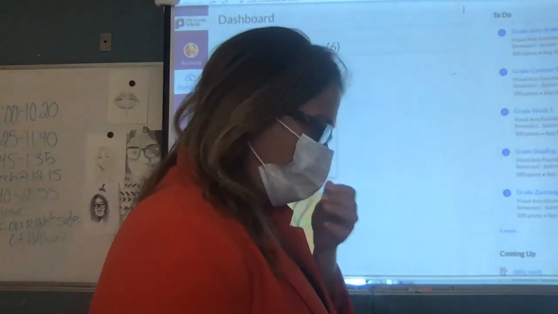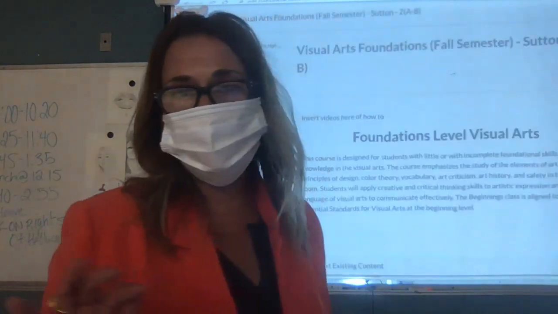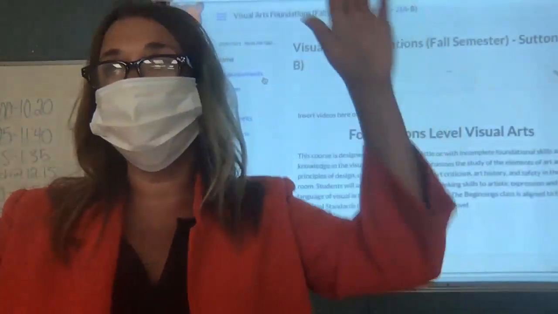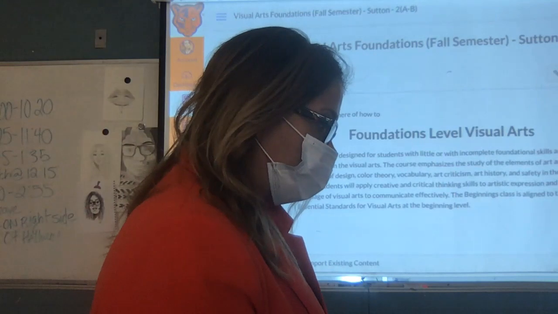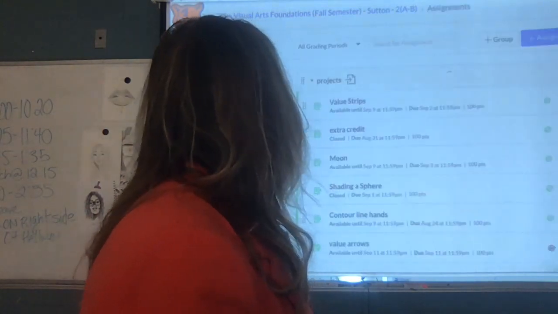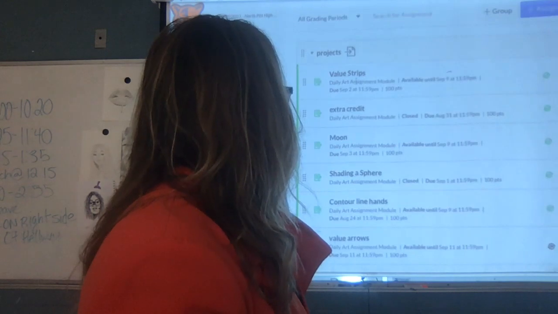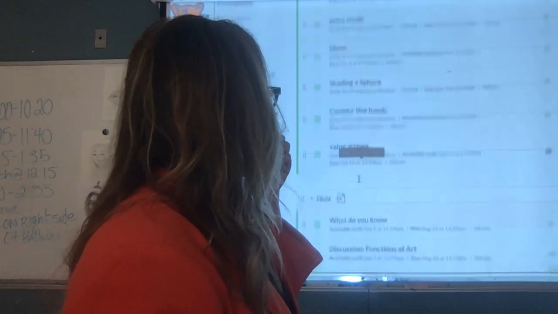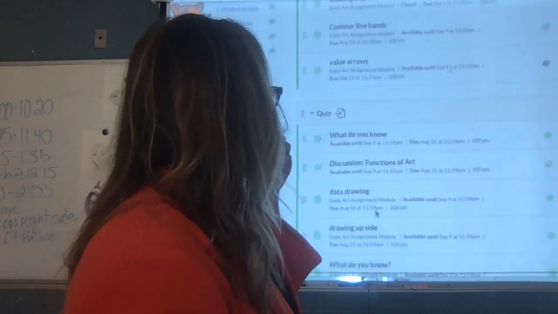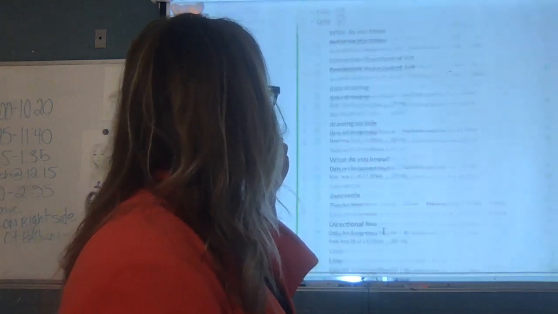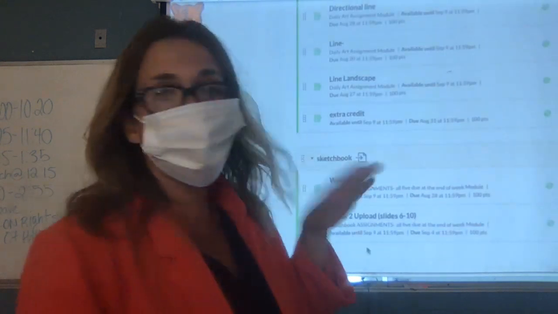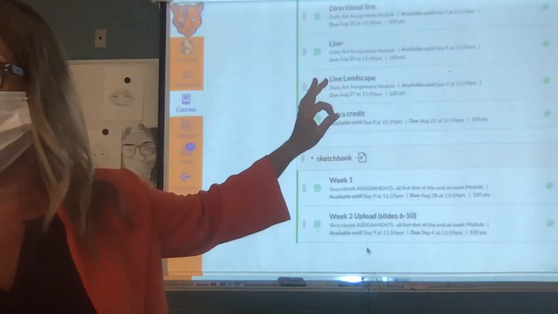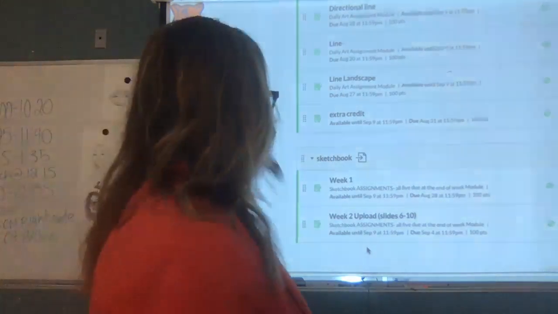So let's just review for everybody that's tuning in. Today's like a progress report day. I went back in and opened up all of your assignments. Let's just go into your assignments. If there's something you haven't done, value strips, the moon, shading the sphere, contour lines, we're gonna do arrows today. If you haven't uploaded your sketchbook assignments, anything under assignments, if you haven't done it, do it today, because it's gonna close today.